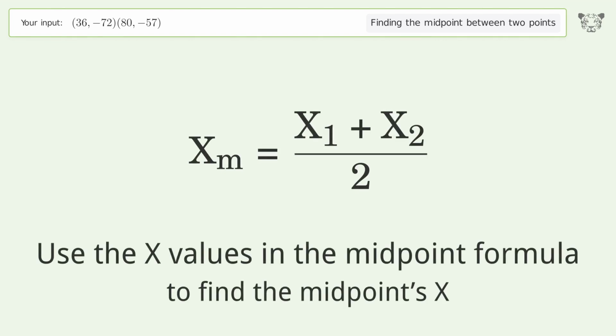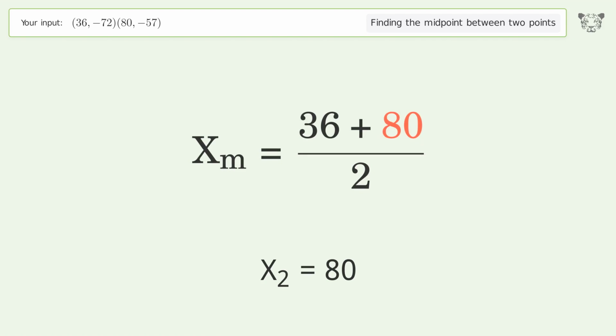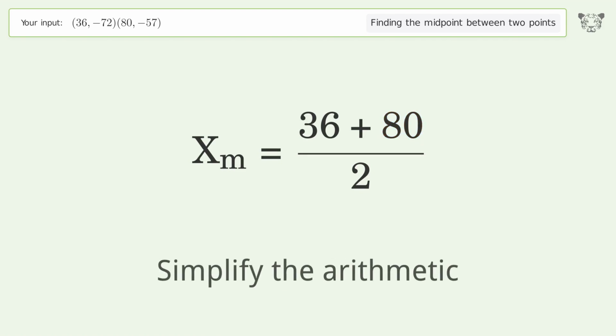Use the x values in the midpoint formula to find the midpoint's x. x1 equals 36. x2 equals 80. Simplify the arithmetic.